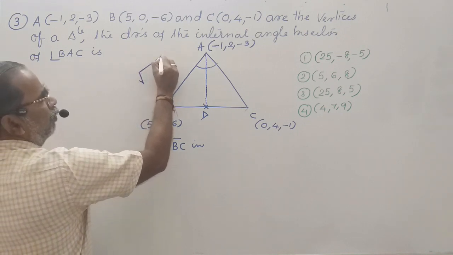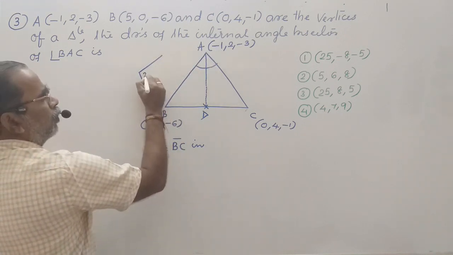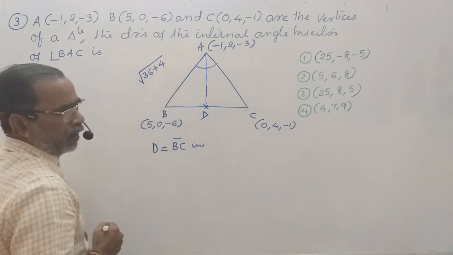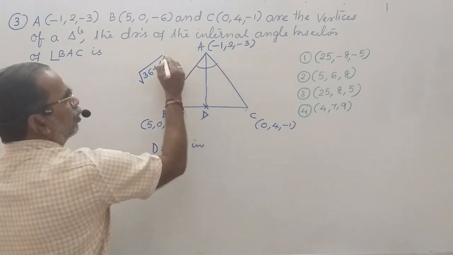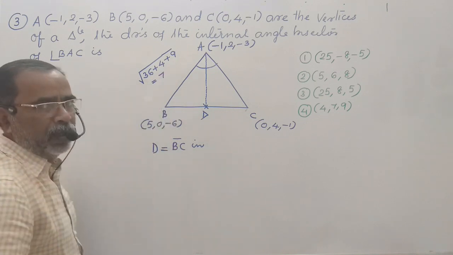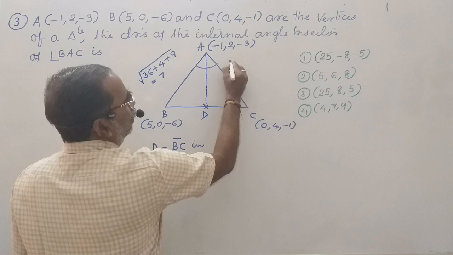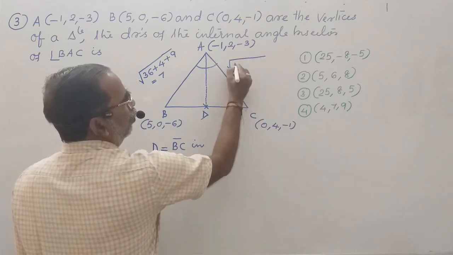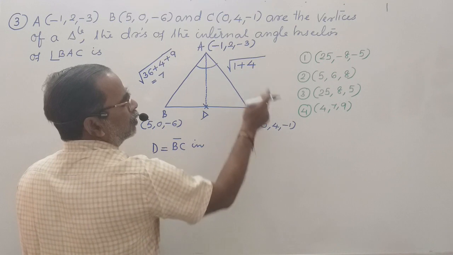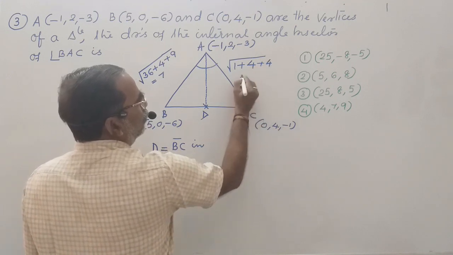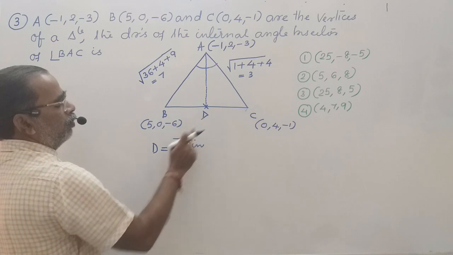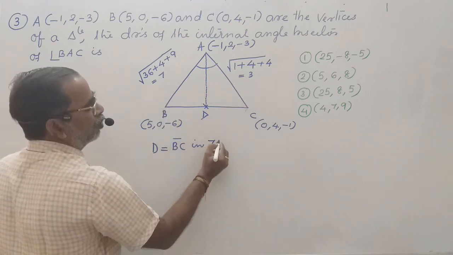Therefore, I will find the length of this side. 5 minus minus 1, whole square is 36. 0 minus 2, whole square is 4. Minus 6 minus minus 3, whole square is 9. What is this? This is 49. That means 7. I will also find the length of this side. Minus 1 plus 0 minus 1, whole square, 2 minus 4 minus 2, whole square, minus 3 plus 1 minus 2, whole square, it is 4. What is this? This is 3. Therefore, the point D lies on the side BC and divides it in the ratio 7:3 internally.